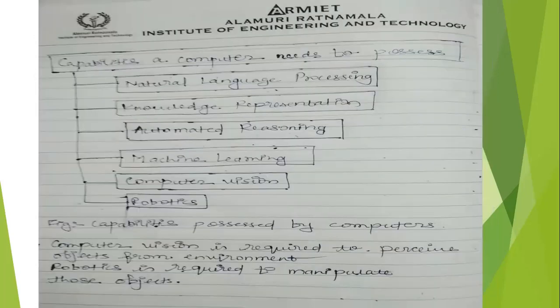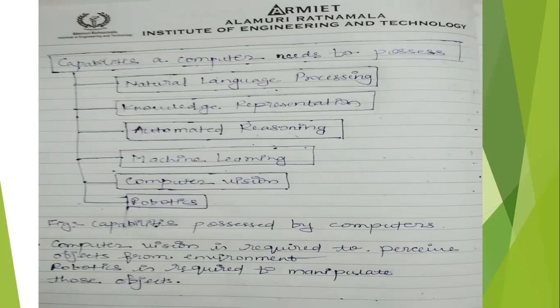Now this is a diagram showing the capabilities possessed by a computer to pass the Turing test. We have discussed almost all the factors. Now let's see what computer vision is. Computer vision is required to perceive objects from the environment. Whatever objects are there in the environment, a tree, mountain, buildings, these are the part of the environment which you observe. So how do we perceive this? In the case of human beings, with the help of eyes, but computer vision has some sensors to perceive the objects in the environment. So basically it perceives the objects in the environment.